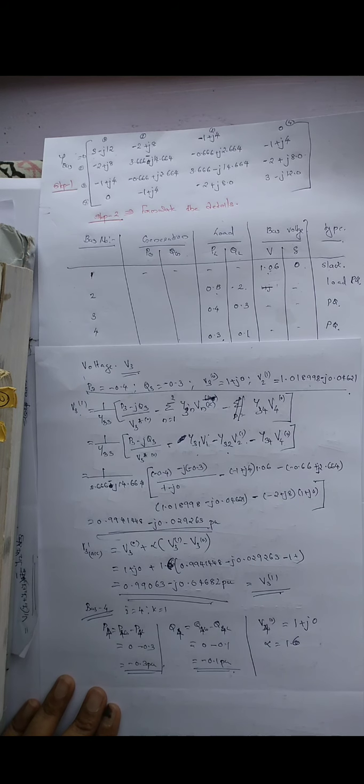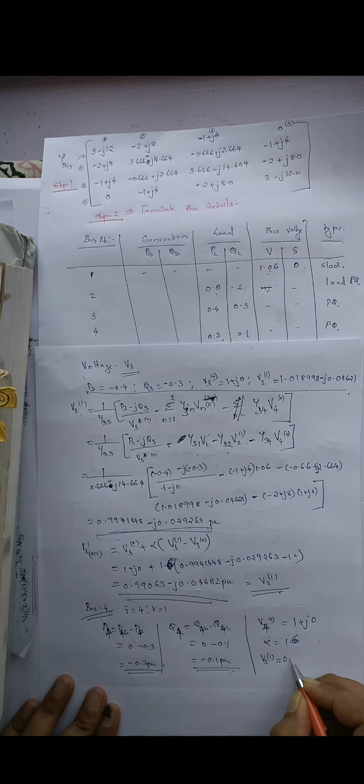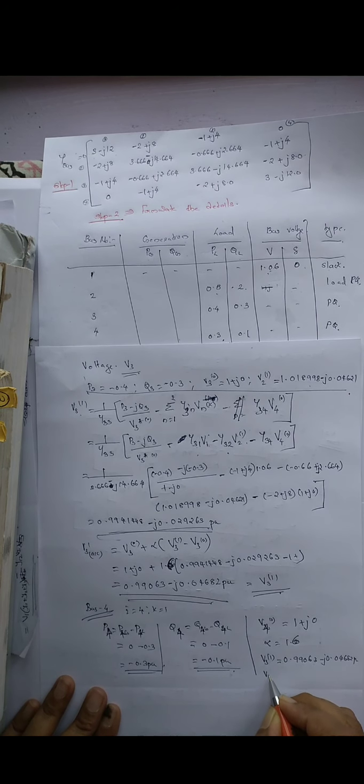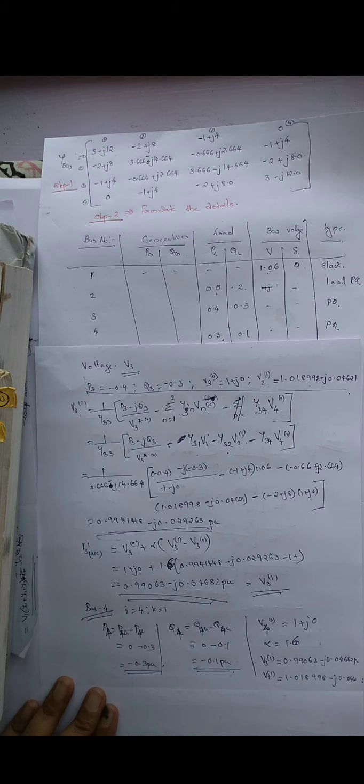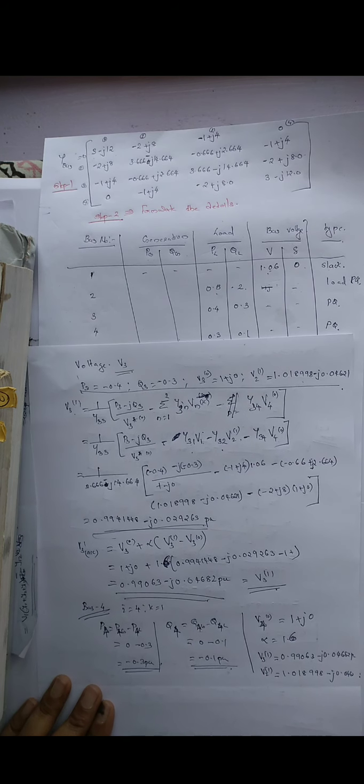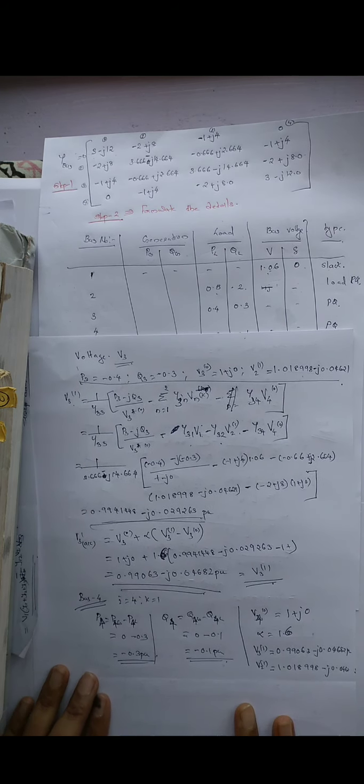Then we already have our V3 first iteration value as 0.99063 minus j 0.04682 per unit, and V2 first iteration value we have 1.018998 minus j 0.04682. If we are rewriting all the parameters like this, there is a rare chance of getting things mistyped or miswritten. So those errors can be avoided and we can do our problem confidently.